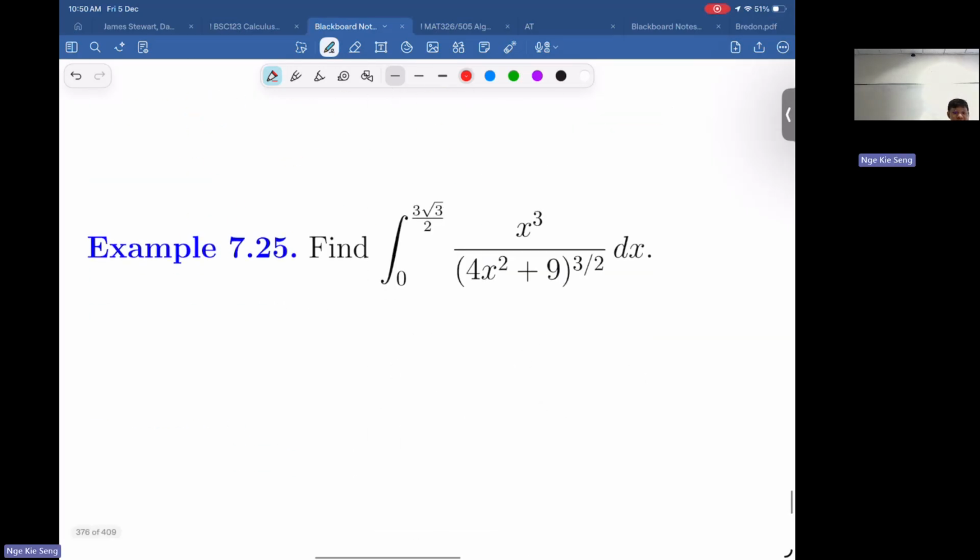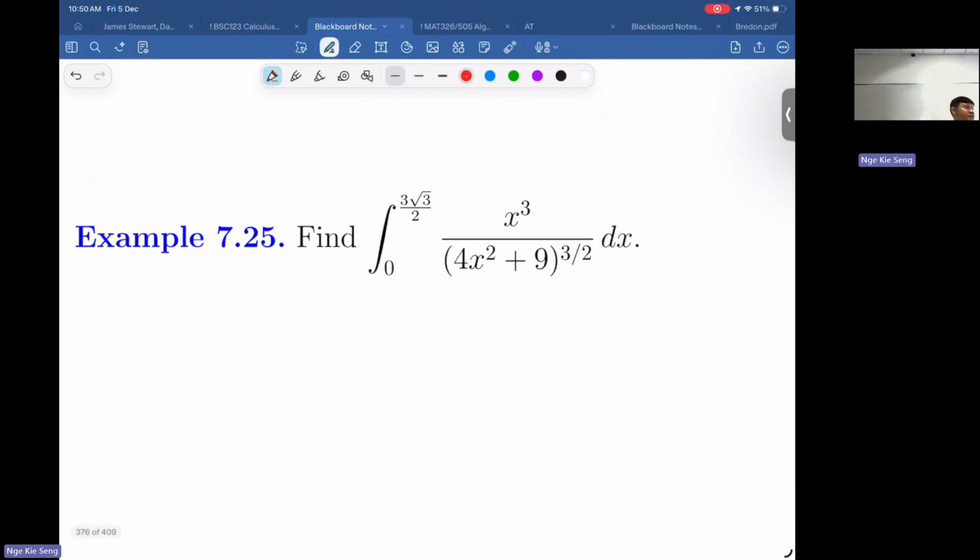How about this one? This one is a bit different. What do you think? What kind of substitution do you want to do here? Is there any sum of squares? Can you see any sum of squares inside here? 2x squared, good, plus 3 squared. Yeah, so this is the substitution you're going to see here.